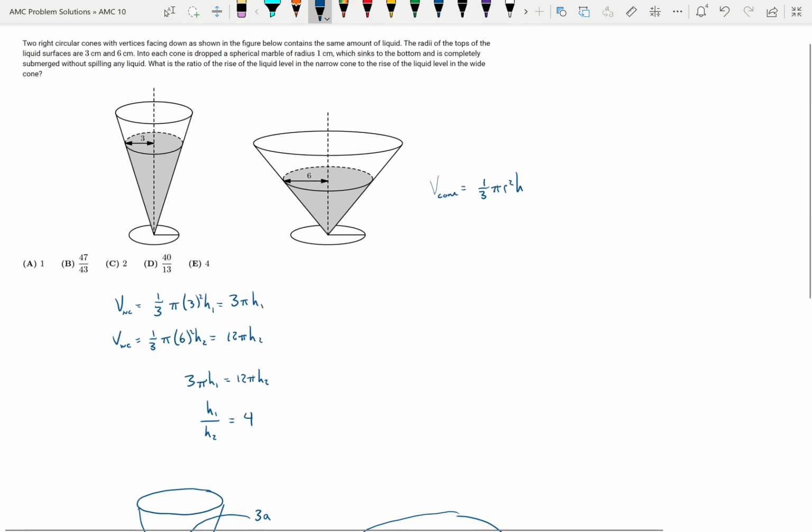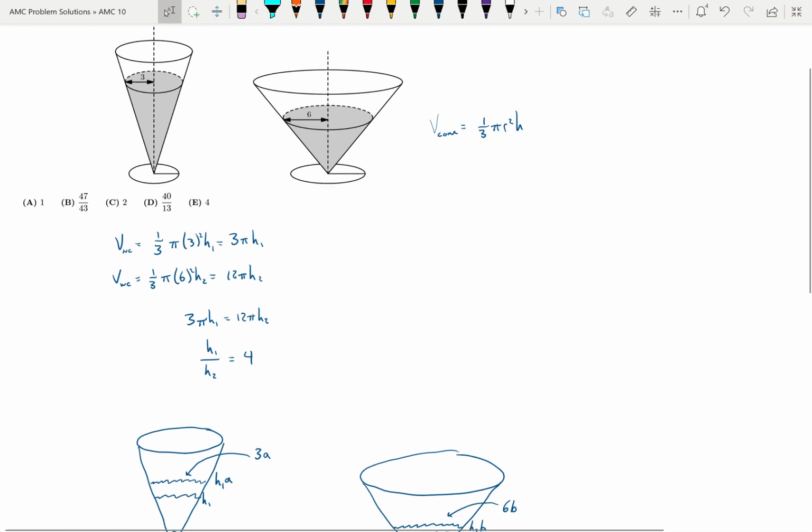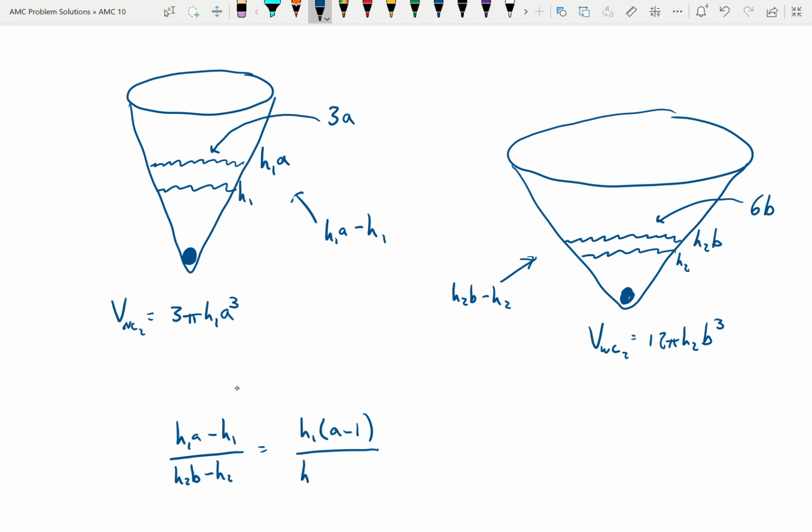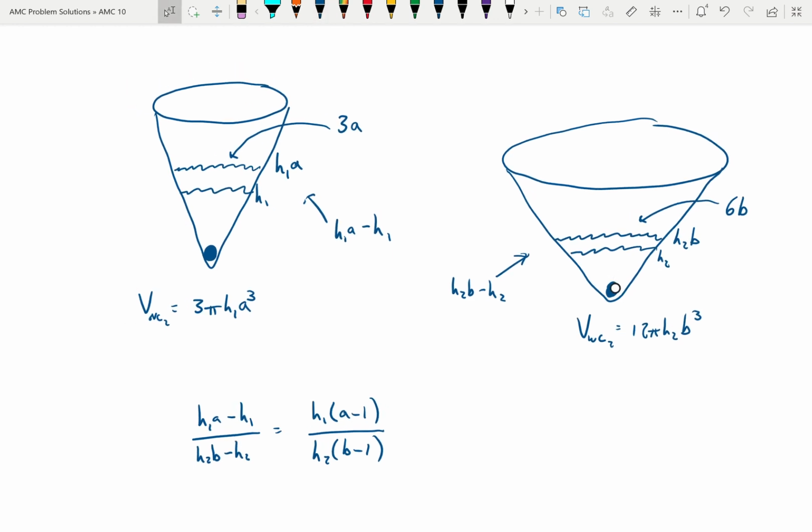And so what we're trying to find, again, is the ratio of the rise in the liquid level in the narrow cone to the rise of the liquid level in the wide cone. So the rise in liquid level of the narrow cone is going to be h1a minus h1. The rise in liquid level of the wide cone is going to be h2b minus h2. So the ratio we're looking for is h1a minus h1 over h2b minus h2. And so this is interesting because we can factor out h1 on the top here, and we get h1 times a minus 1. Down here we get h2 times b minus 1. So we know what h1 over h2 is; if we can find out what a minus 1 over b minus 1 is, we're good.